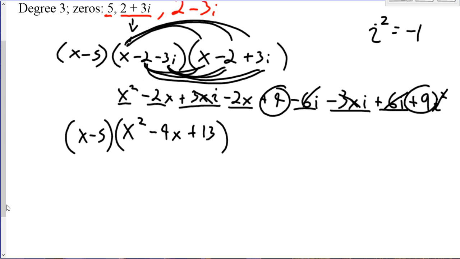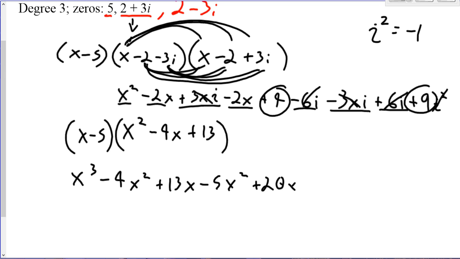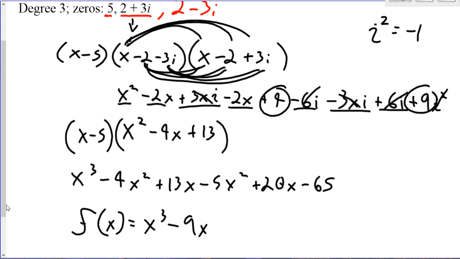So x times all these, I'm going to get x cubed minus 4x squared plus 13x, and then negative 5 through, I get minus 5x squared plus 20x minus 65. So f of x is equal to x cubed minus 9x squared plus 33x minus 65, collecting all my like terms.